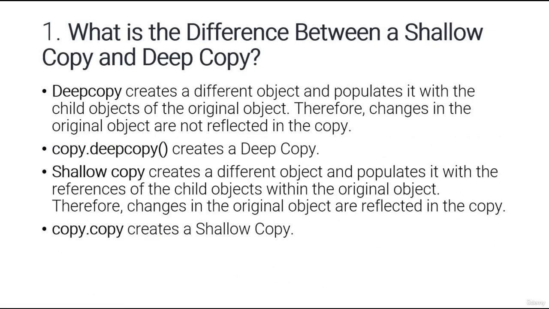Question number one: what is the difference between the shallow copy and a deep copy? You must have some knowledge about what is shallow copy and what is deep copy. This is the definition of deep copy, and this is the definition of shallow copy, and these are the methods that we use to create the shallow copy and the deep copy in Python language. The basic difference between the shallow and the deep copy is that the changes in the original object are not reflected in the deep copy, while the changes in the original object are reflected in the shallow copy. So this is the difference between the shallow and the deep copy.